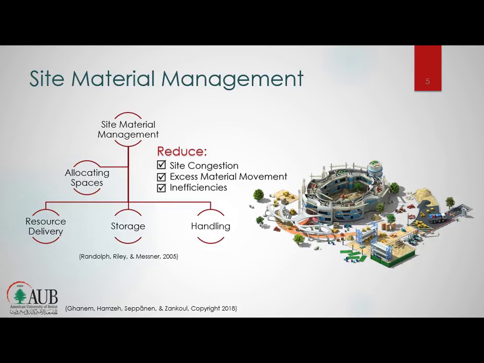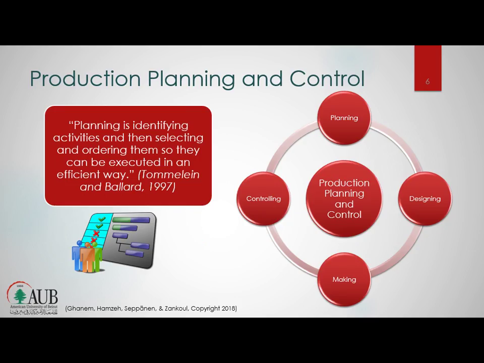Then site material management may be defined as allocating spaces for resource delivery, storage, and handling in order to reduce site congestion, excess material movement, and other inefficiencies. Moving to production planning and control, planning may be defined as identifying activities, then selecting and ordering them in order to be executed in an efficient way. So production planning and control is mainly planning, designing, making, and then controlling.